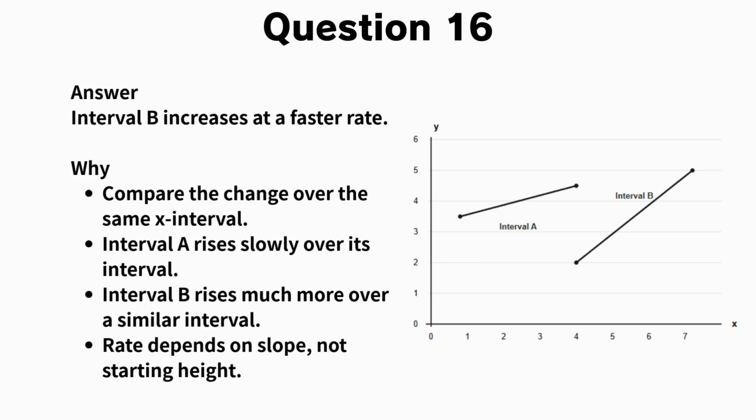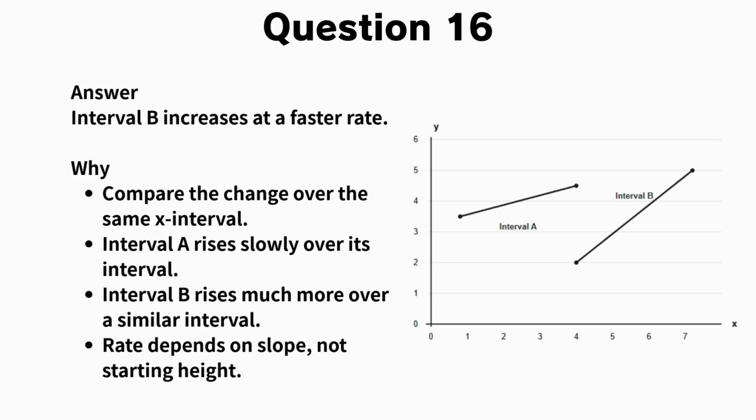In interval A, the graph rises slowly from left to right. Although it starts at a higher value, the increase over its interval is small. In interval B, the graph starts lower, but it rises much more over a similar horizontal distance. This means that for each unit increase in x, the value increases by a larger amount in interval B because interval B has a steeper slope. It represents a faster rate of change.